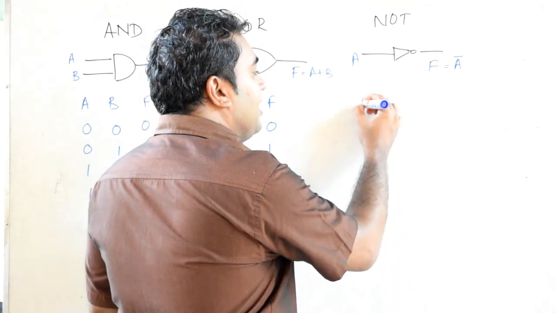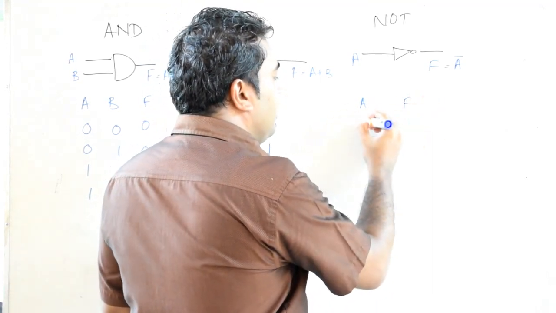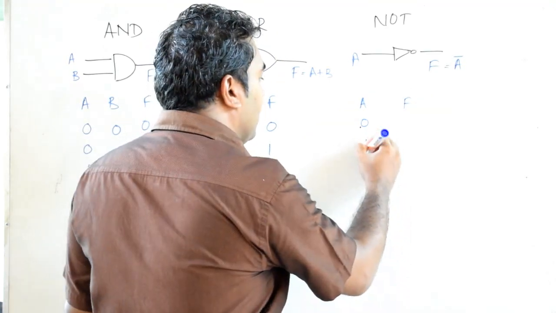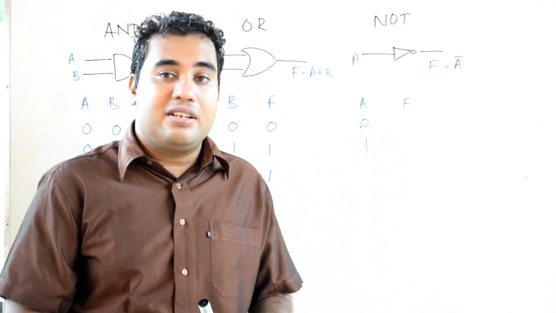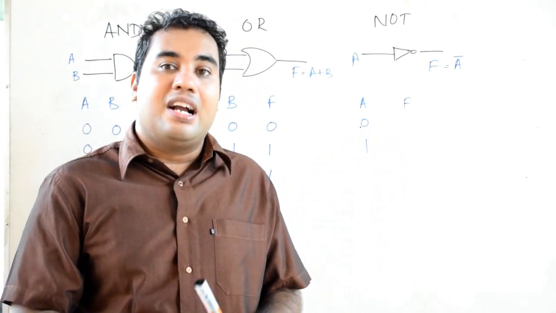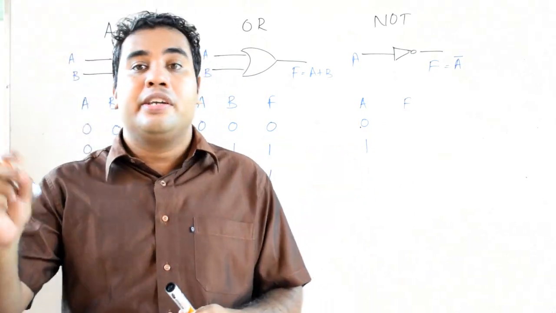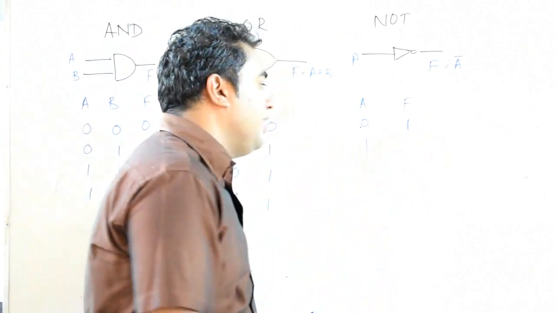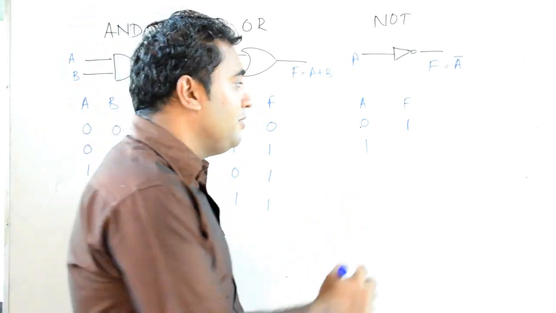In a NOT gate, there is only a single input and output. A can be either 0 or 1. So when you provide a 0 to a NOT gate, what will you get? It will be simply inverted. So if the input is 0, you will get 1. If the input is 1, then you will get 0.